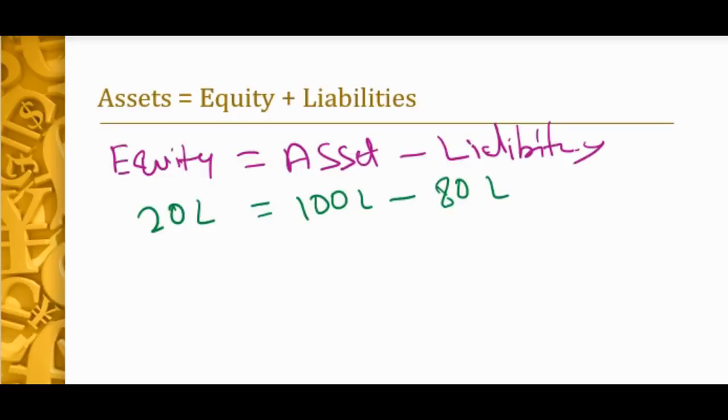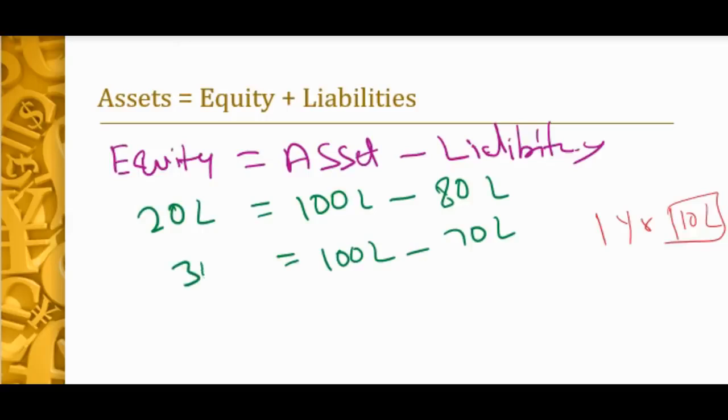Let's say after 1 year you have got a 10 lakh profit, and you have used this 10 lakhs to pay down the loan. So now the liability becomes 70 lakhs. The asset is the same 100 lakhs, and since you have reduced the liability, your equity has increased to 30 lakhs.